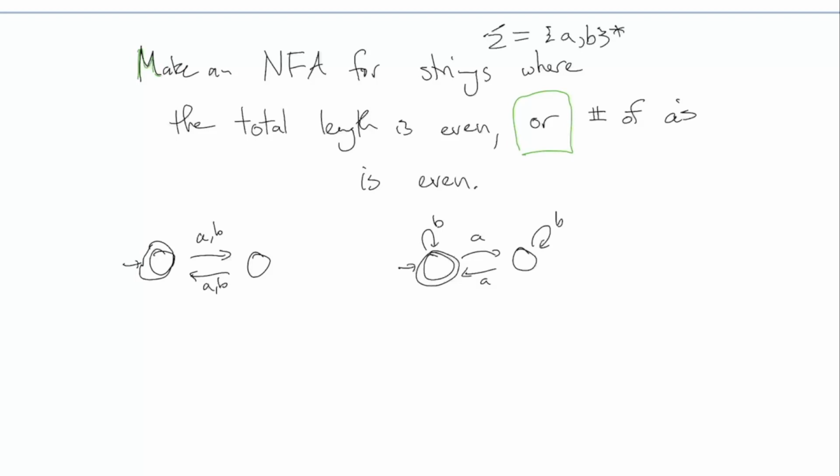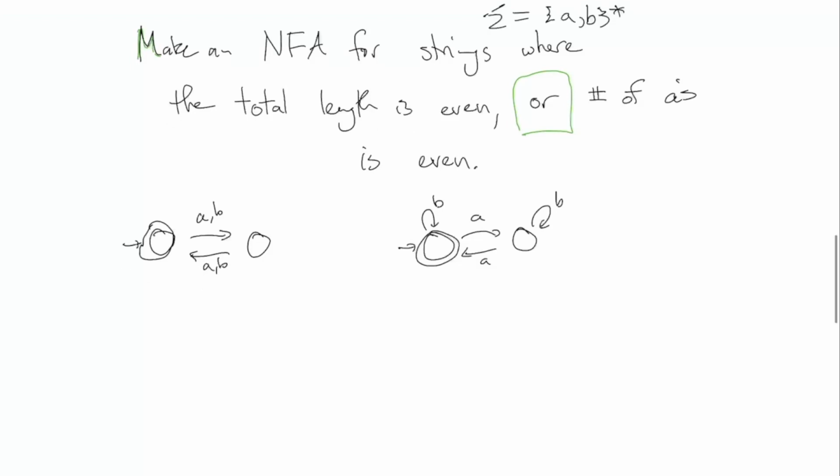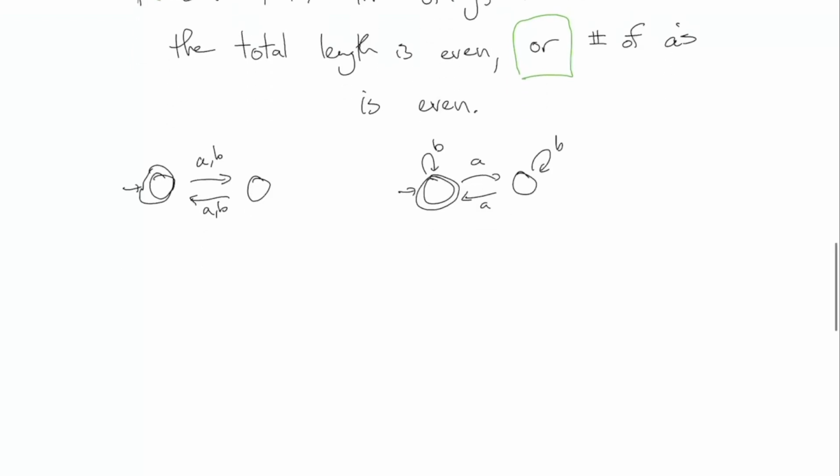All right, can we talk about it? As I was walking around, it looked like people were doing great on these. So these are the two individual machines that I came up with. The one on the left is the one where the total length is even. You just go back and forth every time you see any letter at all. And this one is the one where the number of A's is even. You go back and forth only when you see an A, but if you see a B, it has no effect on anything, which is to say you just stay where you are.